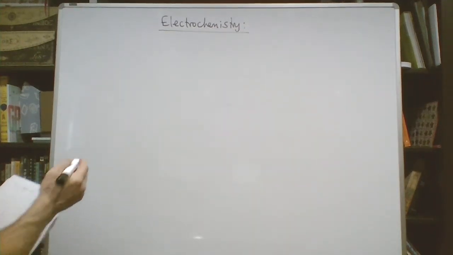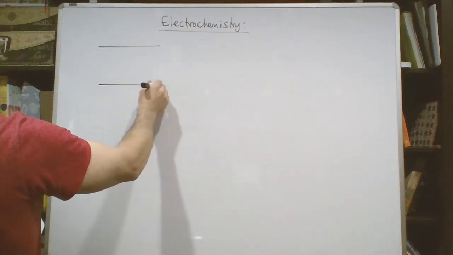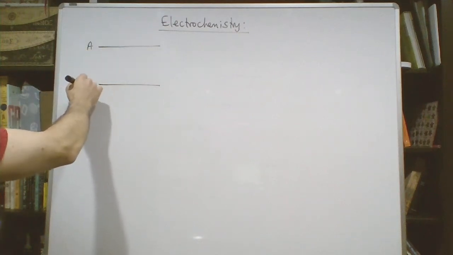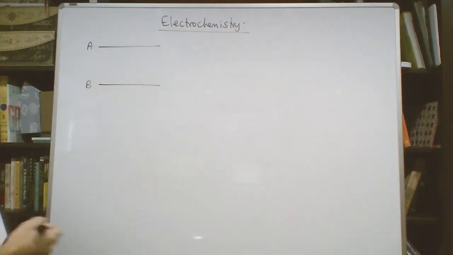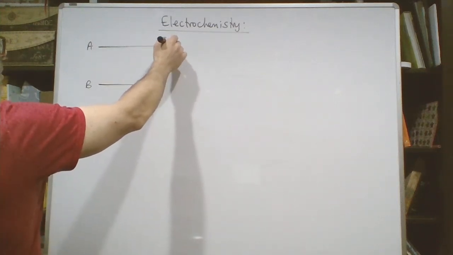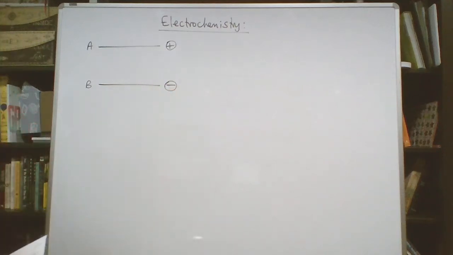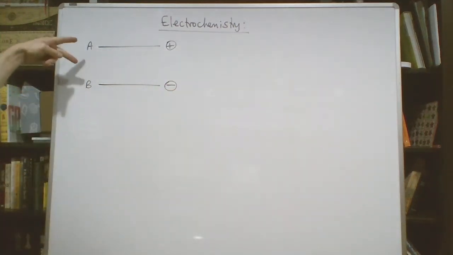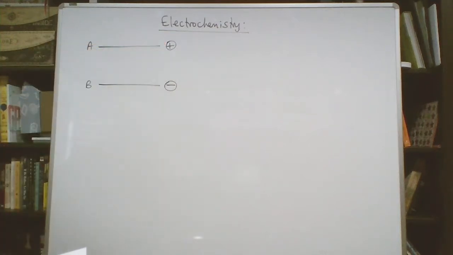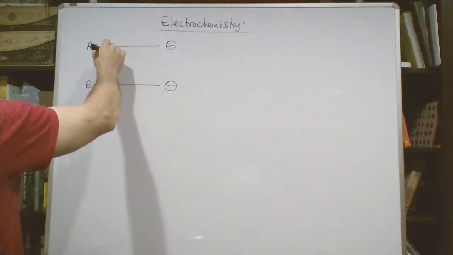Okay, so consider we have two metal plates, and let's say this plate is A and this plate is B, and let's arbitrarily assign plate A a positive charge with respect to plate B, which is negatively charged. So these are just the labels of the plates. These are the charges with respect to each plate. And let's say the plates are separated by a distance d.